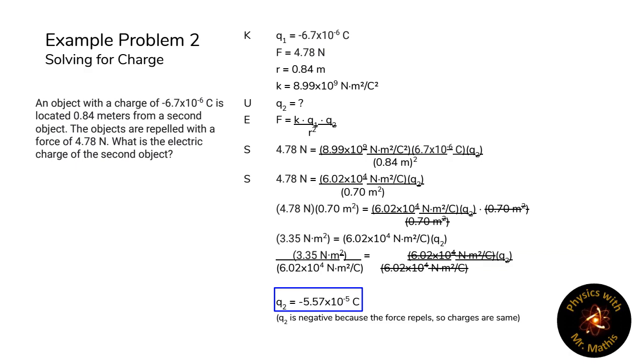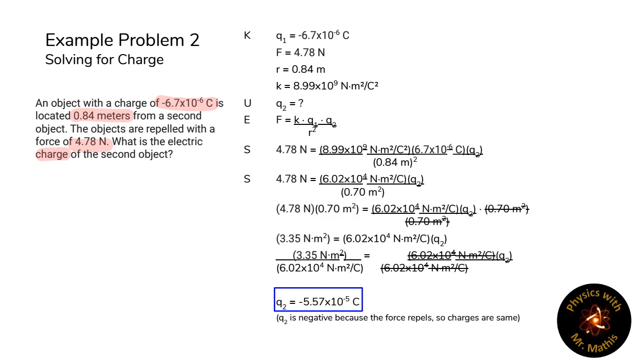Let's look at a problem where we need to solve for charge. In problem number 2, we have an object with a charge of negative 6.7 times 10 to the negative 6 coulombs, and it's located 0.84 meters away from a second object. The objects are repelled from each other with a force of 4.78 newtons, and we want to find what is the electric charge of the second object.